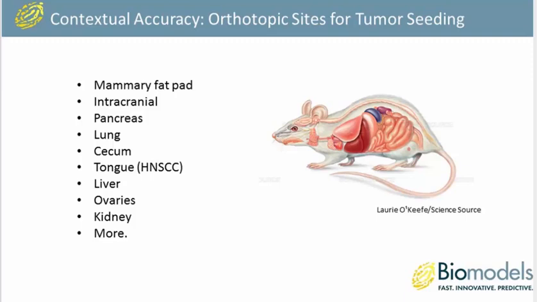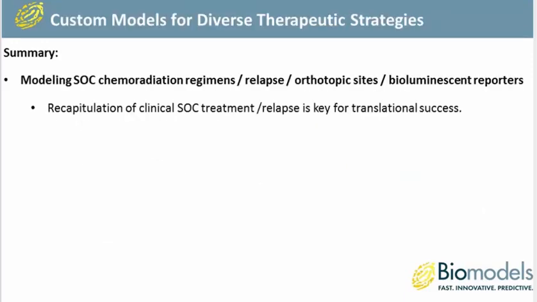So this is a quick slide just to show you a few of the places we have expertise in seeding tumor xenografts or allograft cells. We can seed in a number of spots, and some of these are more tricky than others. Surgical implantation of tumor cells to various sites does require some expertise, and we do know how to do it for a variety of sites here at Biomodels.